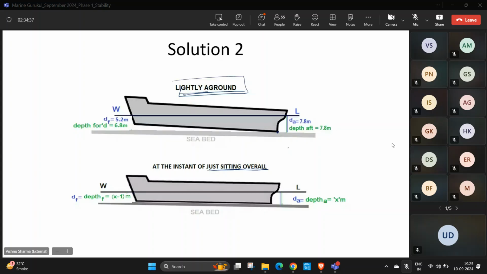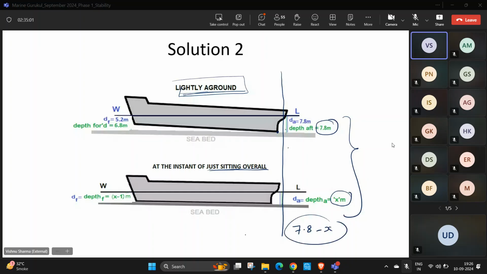Now you tell me, look at these two diagrams. The question started when the depth at this point was 7.8 meters. She just sits overall when the depth at the same point is X meters. So what is the fall in level? Fall in level is 7.8 minus X meters. Yes or no, beta?